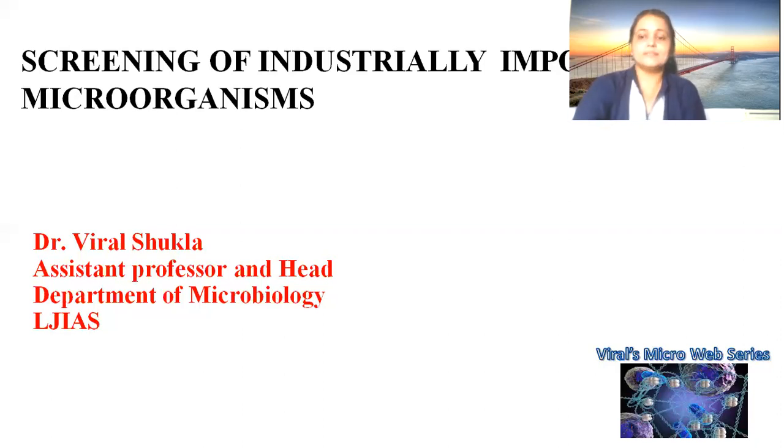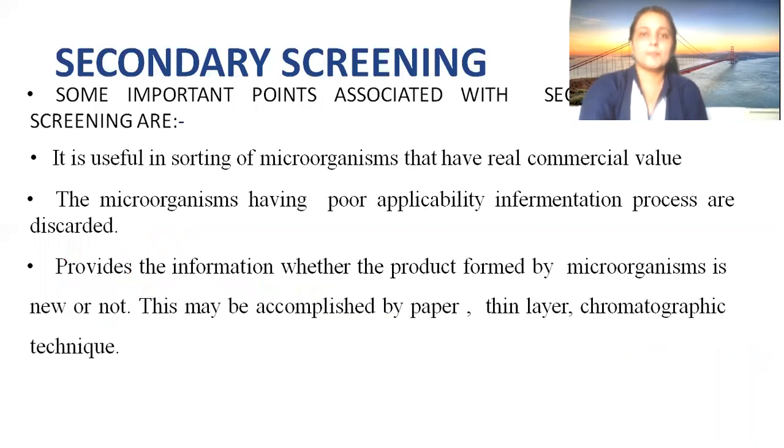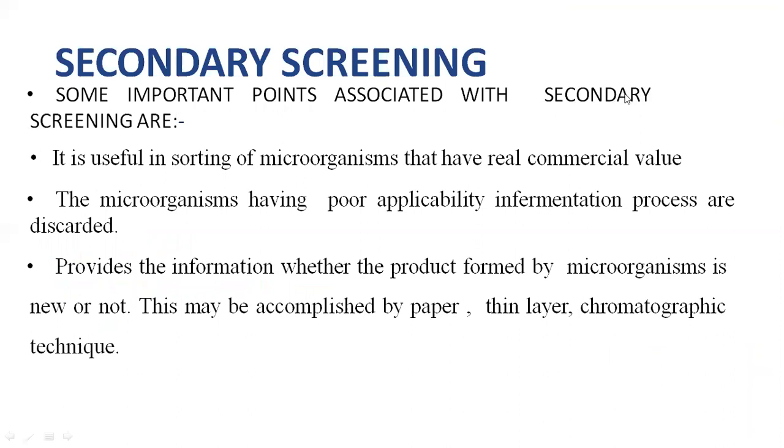So let's start. Some important points associated with secondary screening are: it is useful in sorting of microorganisms that have real commercial value. The microorganisms having poor applicability in the fermentation process are discarded. It provides the information whether the product formed by the microorganisms is new or not. This may be accomplished by paper or thin layer chromatographic technique.